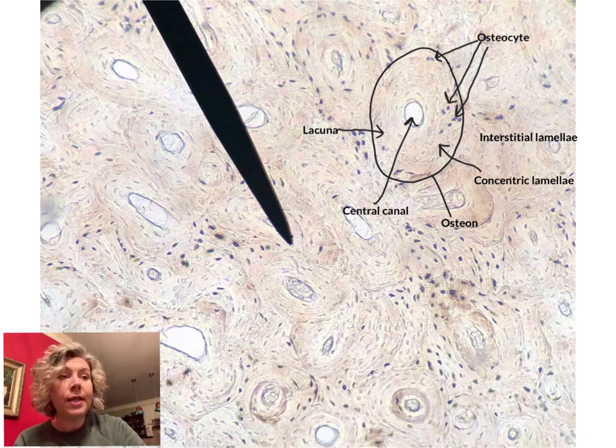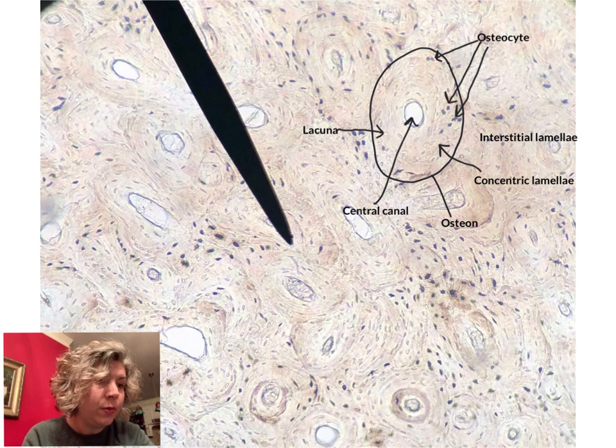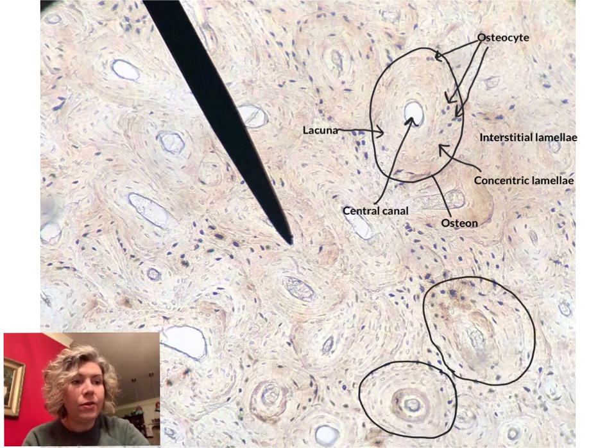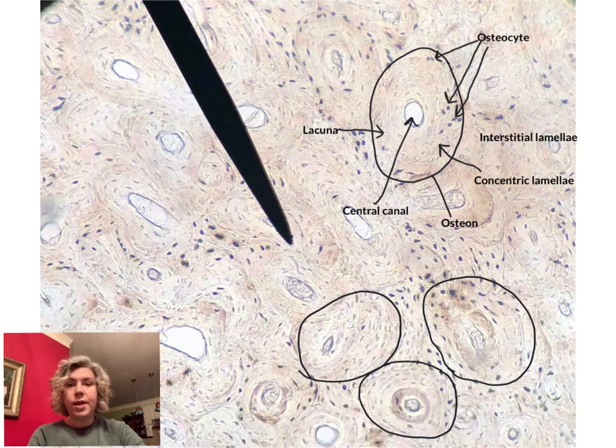And one other structure we're going to label here is interstitial lamellae. Interstitial lamellae is simply the space between your osteons. So I'm going to draw some circles around a few of these osteons. So we'll just do maybe down here in the bottom right corner. So this is an osteon, right? You see that circular formation with that central canal in the middle? Here is another osteon right there. You can see that central canal in the middle. And then here is another osteon right here. All right, so I've circled 3.